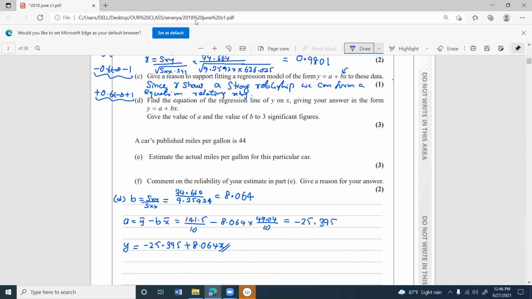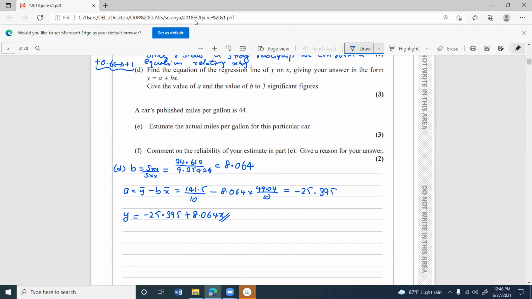Right. Then they mention a car's published miles per gallon is 44. Estimate the actual miles per gallon for this particular car. So the miles per gallon, in 1 gallon, how many miles it can travel, is indicated by the gradient. In this case, the gradient is the one which shows the miles per gallon.